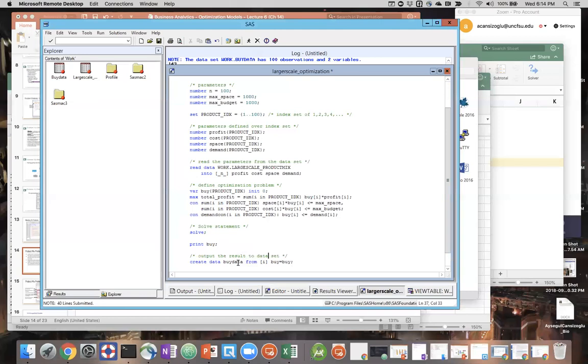Okay, so this is I think the second example that we went through. So this was to determine the right product mix while maximizing profit, but making sure that we are not over the space constraint and we are not over the budget constraint. Okay.